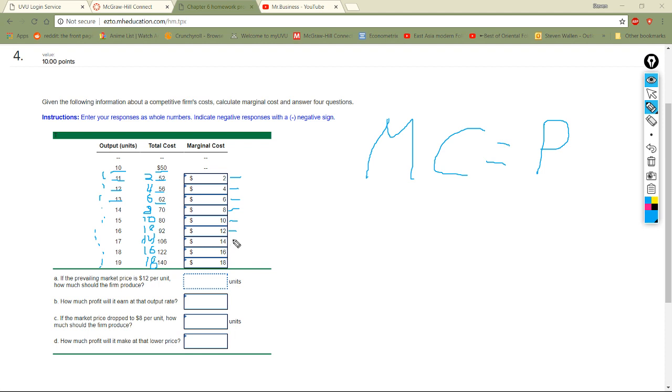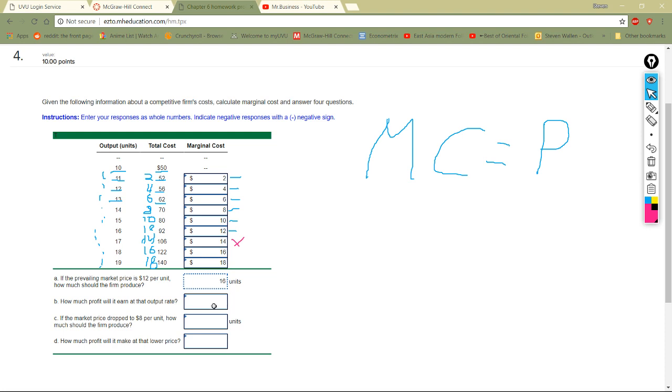Because if I go to this one, what happens? Do I want to produce that next unit? It costs me 14. I'm only going to get 12 for it. I'm going to say no once I hit that step. So yes, yes, yes, yes, yes, yes. No, because I don't make money with that next unit. And this 12 is at 16 units. There we go. All right.